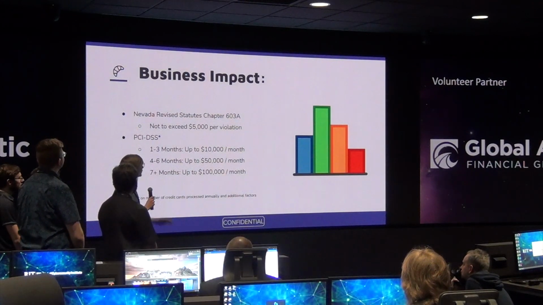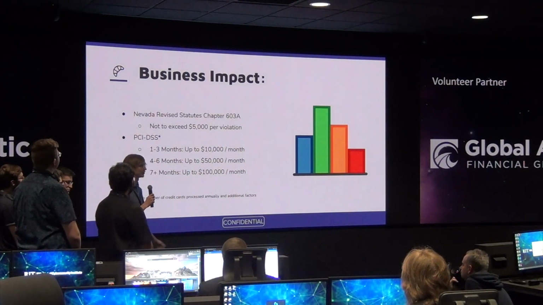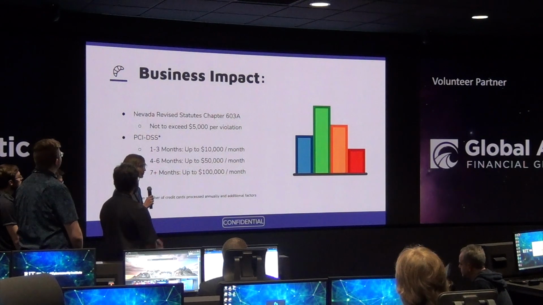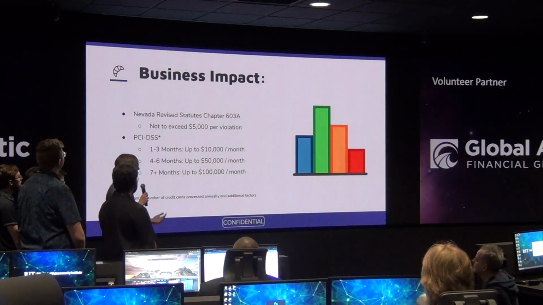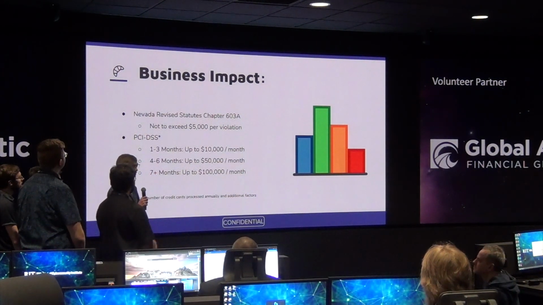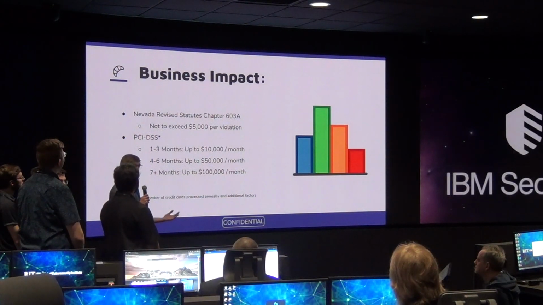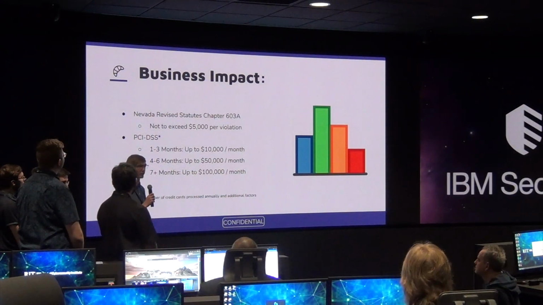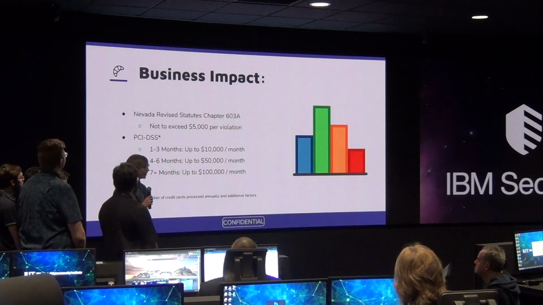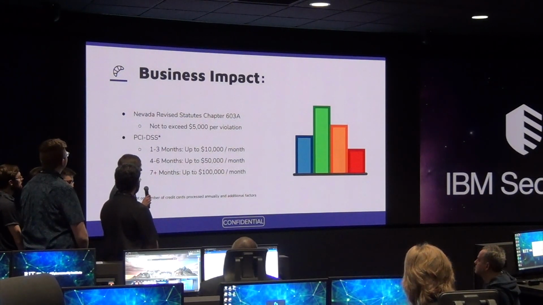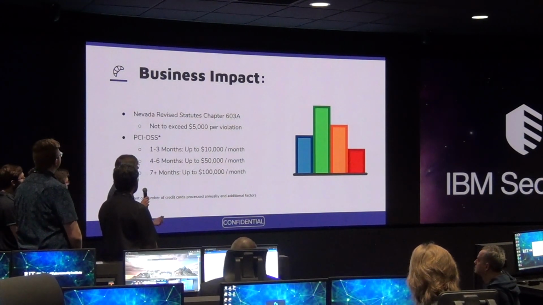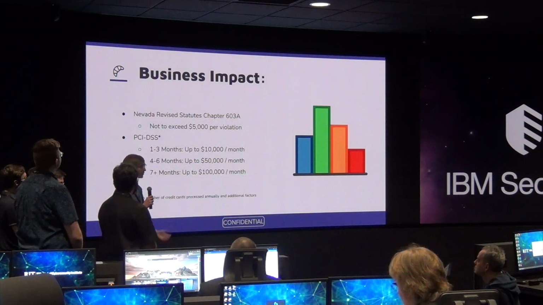The first one we found is in your home state, where your business is located, which is NRS Chapter 603A, which states that any data collection organization that has personal information must take measures to properly secure and protect that information. And we did find vulnerabilities that could lead to violations, and those could cost up to $5,000 per violation that we found.